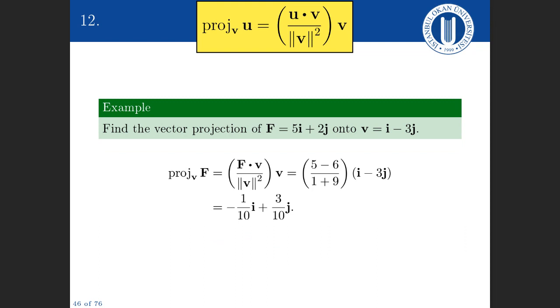Find the vector projection of f onto v. Here's an example in 2 dimensions. Again, we just put the numbers into our formula. I'm going to skip past this example very quickly. You can read in the lecture notes or you can rewatch this video. Please check that the answer is minus 1 over 10 i plus 3 over 10 j.